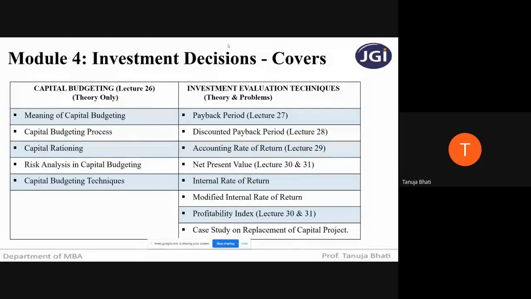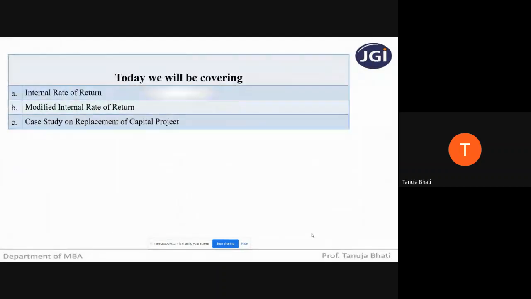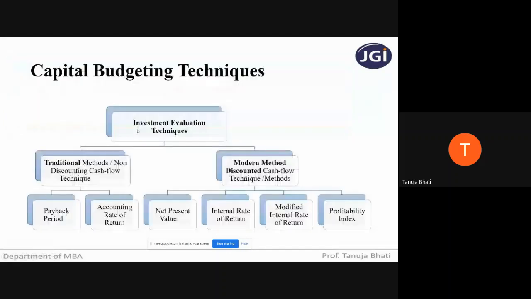So module number 4, as you already know, is investment decisions, where we have seen what is capital budgeting. We have seen different investment evaluation techniques. We are just remaining with internal rate of return, modified internal rate of return, and case study on replacement of capital project. So today we will be covering the remaining part. Again, I'm revising the same thing.